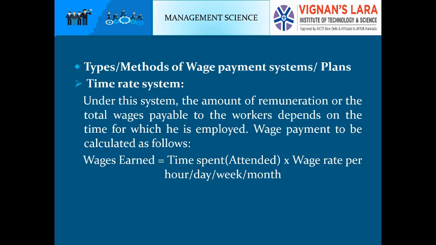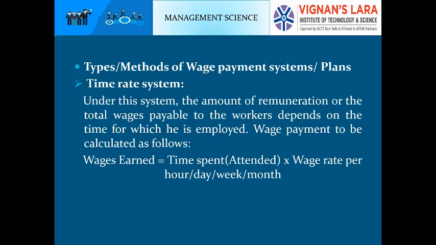Here, the actual time spent by the worker is taken into consideration and the hourly rate is multiplied to get the remuneration. That is, under this system, the total wage payable to the worker depends on the time for which he is employed. Wage payment is calculated as follows: wages earned equal time spent into wage rate per hour, per day, per week or per month. This is the formula to determine the wage earned under the time rate system.